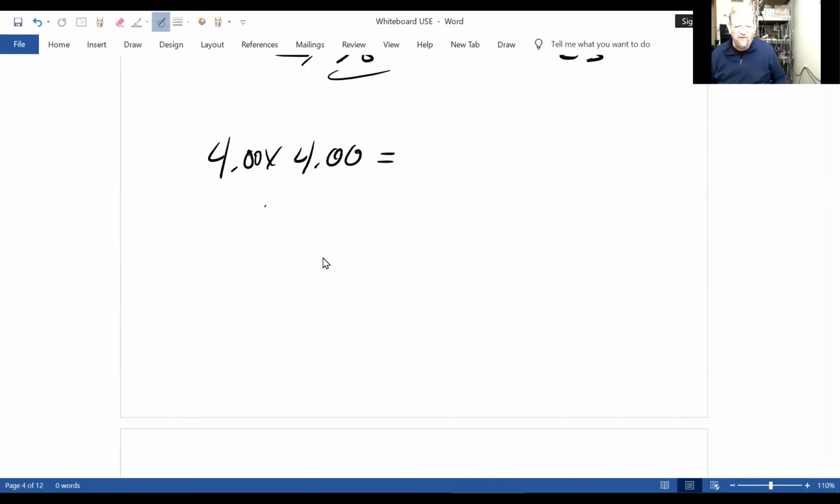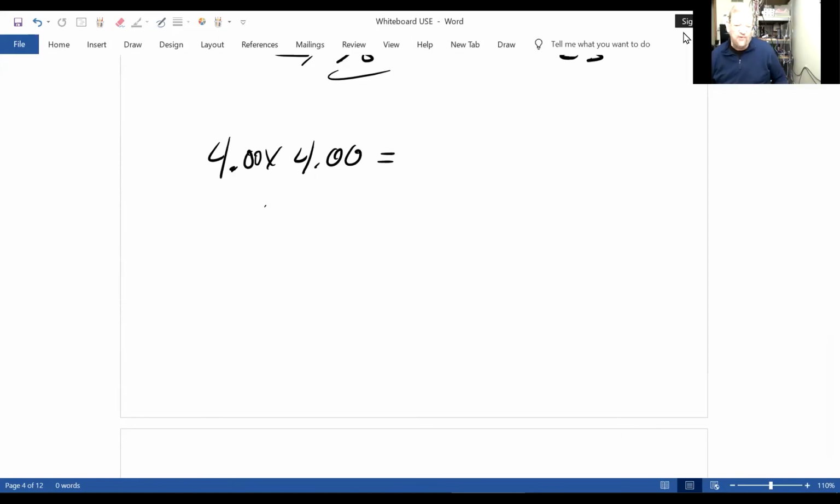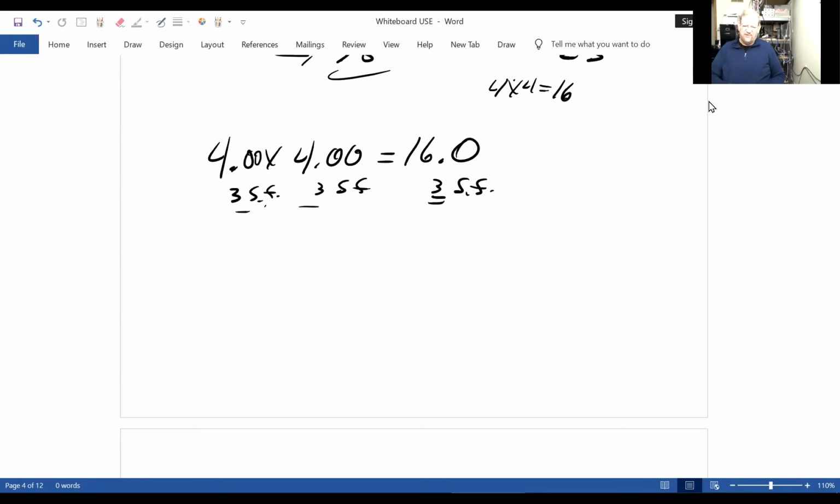And let's look at the example 4.00 times 4.00. Everybody see that on their screen now? Thank you. And the answer is, well, 4 times 4 is 16, but this has 3 significant figures. This has 3 significant figures. Therefore, our answer has to have 3 significant figures, since the lowest number of these two is 3. It's a multiplication, and your answer has the same number of significant figures as the number you're multiplying or dividing that has the lowest. So this should be 16, but no, you need 3 significant figures, and you just pop a decimal point and a 0, and now I have 3 significant figures.